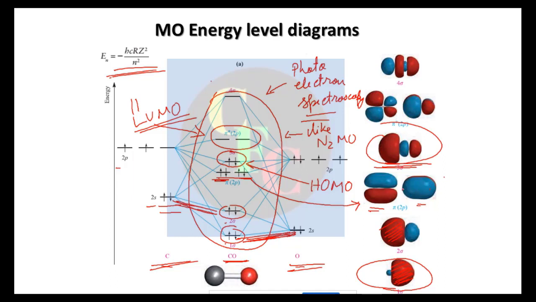So they are these 2 pi's, and another, this one is a sigma type of orbital, which is centered on carbon. You can clearly see the larger lobe is on carbon. So these 2 electrons are most likely to be found on carbon, right? You can find these 2 electrons more on the carbon than on oxygen. So this is the structure of carbon monoxide.